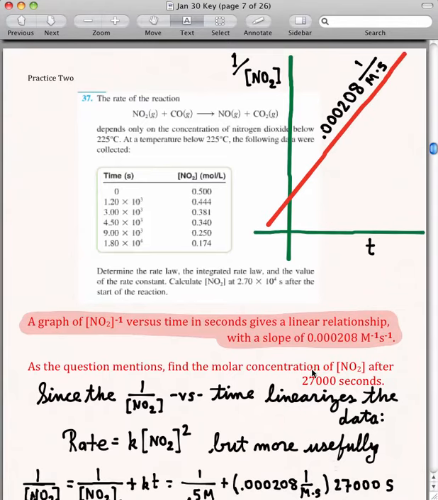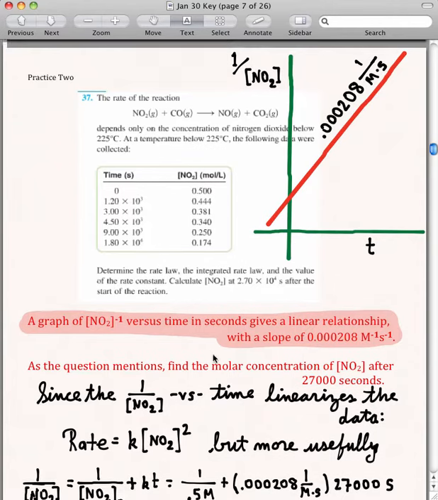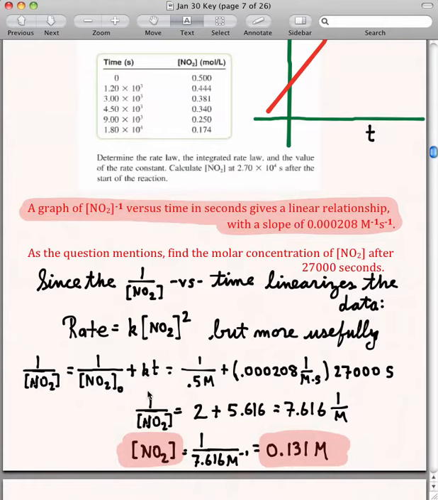On this one, I'm telling you that I did this. They didn't tell me, but you wouldn't be asked to do it on the exam because it just takes too long to fiddle with the data. But if that concentration goes down like this, I try to linearize it by the reciprocal of the concentration data, and lo and behold, that linearized it. And in this case, the slope of that line is the rate constant. So this little k came out to 0.000208, 1 over molarity seconds.